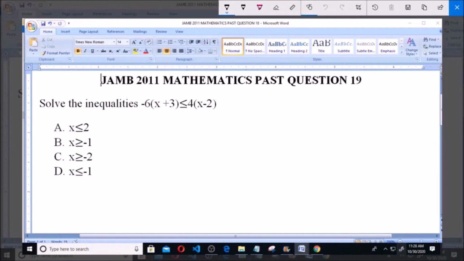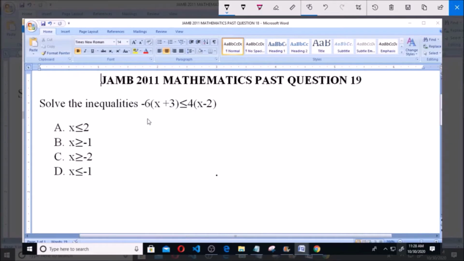Solve the inequalities. Minus 6 into x plus 3 is less than or equal to 4 into x minus 2. Now we have A x is less than or equal to 2, B x is greater than or equal to minus 1, C x is greater than or equal to minus 2, and D x is less than or equal to minus 1. Now we are given this inequality.